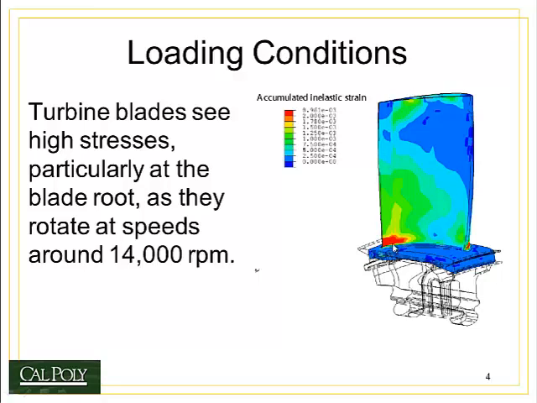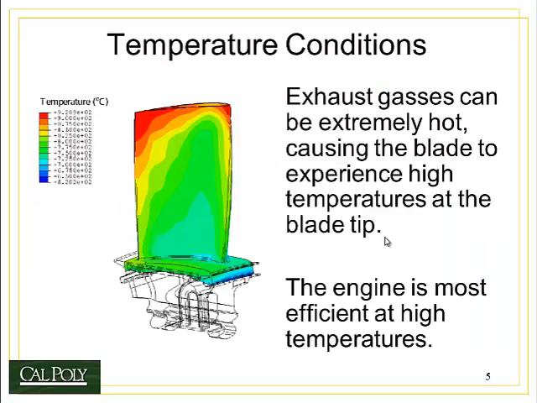So you can see in this FEA model that the high stresses here are causing a lot of inelastic strain or plastic deformation. So this is a map of plastic deformation that's occurring inside the turbine blade. So what you don't want is to see large amounts of plastic deformation in the turbine blade, because that would obviously change the dimensions of the blade and therefore change its behavior.